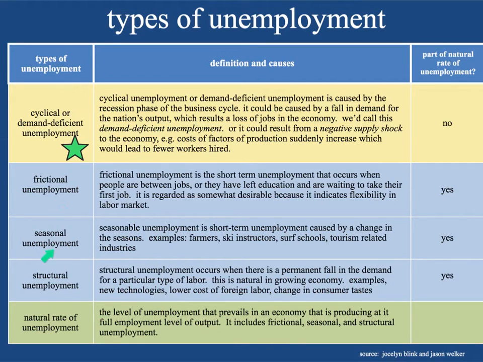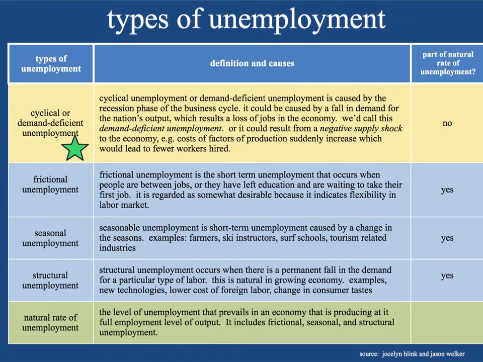So frictional unemployment, seasonal unemployment, structural unemployment, all part of the natural rate of unemployment, which means that these three aspects should make up, in an industrialized society, roughly 5% of the workforce unemployed at any one time. And that's seen as natural. That's seen as okay, because that means that there's flexibility in the labor market. It's just a simple change in seasons, or some things become obsolete, and that's just the way that it goes. That doesn't mean that there's an economic downturn.